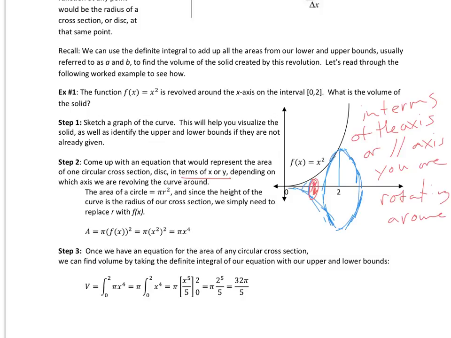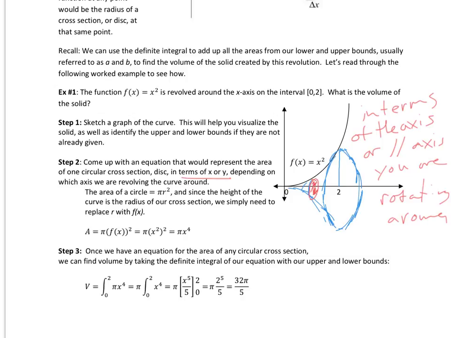Now, I say axis or parallel axis because right now we're rotating around the x-axis, but we could easily rotate around the line y equals 4. And that's parallel to the x-axis, so therefore you're going to be in terms of x. In the same way, if we were rotating around this line, x equals 2, we could do that too. Well, that line is parallel to the y-axis, therefore you would want everything in terms of y. So this is an example of a problem where everything's in terms of x because we're rotating around the x-axis, but on the next problem you're going to see one where we're rotating around the y-axis, so everything's going to be in terms of y.